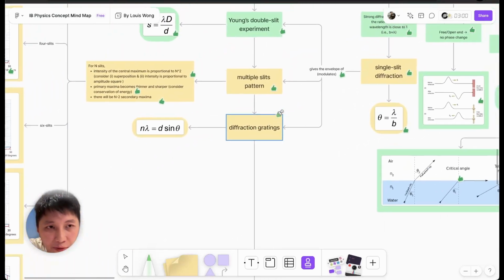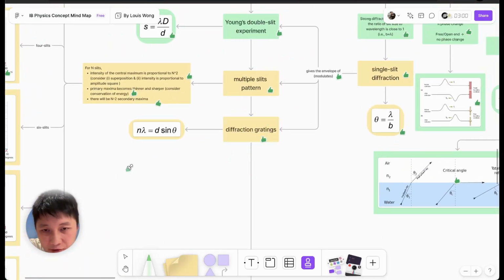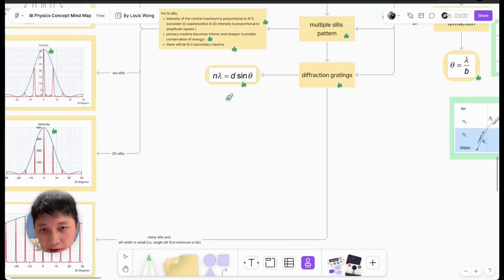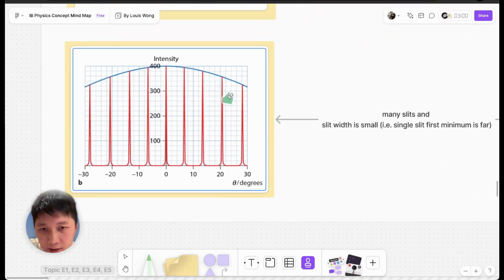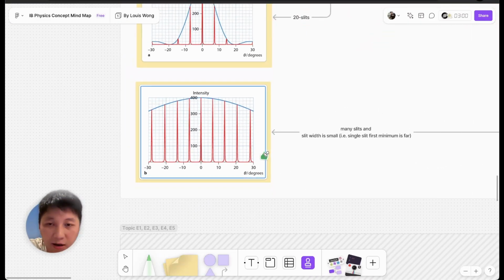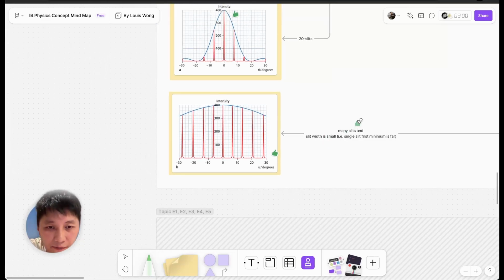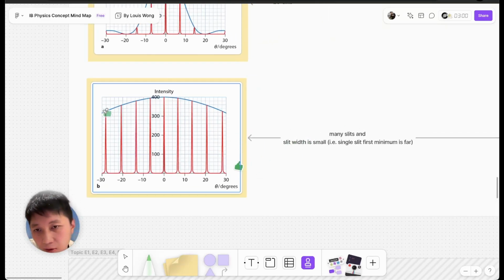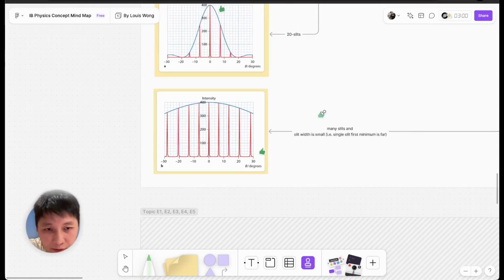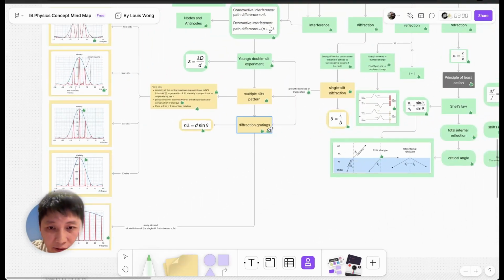If you put the idea forward as a diffraction grating, you have this equation, and the diagram will look even sharper. Also, if the slit width is small, then the first single slit minimum will be very far from the center, and therefore the diffraction grating will be very useful for observation.